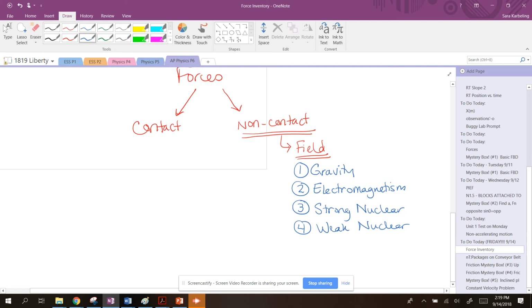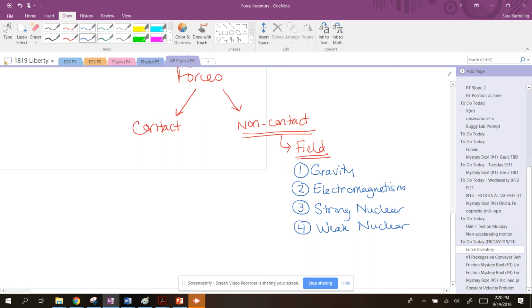The weak nuclear force is the force that is responsible for all radioactivity. So alpha, beta, and gamma radiation all comes from the weak nuclear force. We will maybe talk about that after the AP exam because it's really interesting and fun, but it's not part of the curriculum for this class. One, two, three, four, you got it?